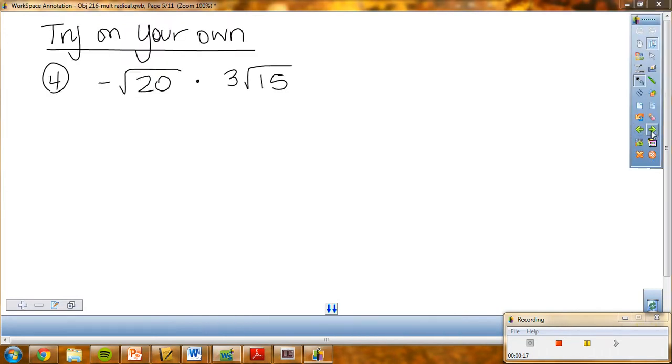So far we've only been multiplying a monomial times a monomial, and sometimes they had coefficients, sometimes they didn't. So let's see you try one on your own. Here we have negative square root of 20 times 3 the square root of 15. Go ahead, follow the key points, double check your work, and we'll come back in a second with the answer.